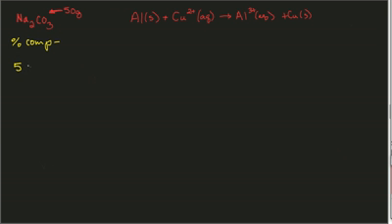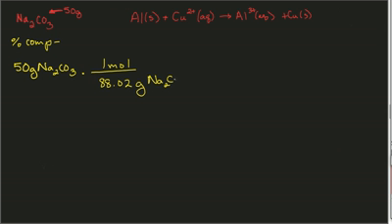Good. So how do we do that? We start with the 50 grams. Good. So what is that going to be? Have you already done that? So that means 88.02 grams of Na2CO3 for every 1 mole of Na2CO3. Good. And when you multiply that out, what did you get?